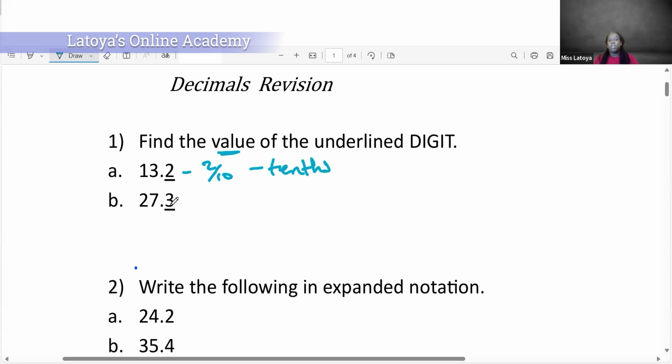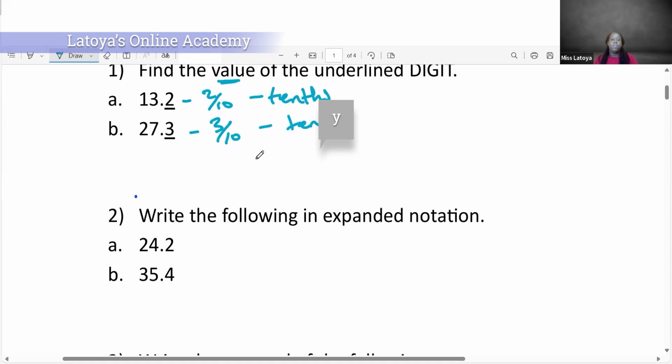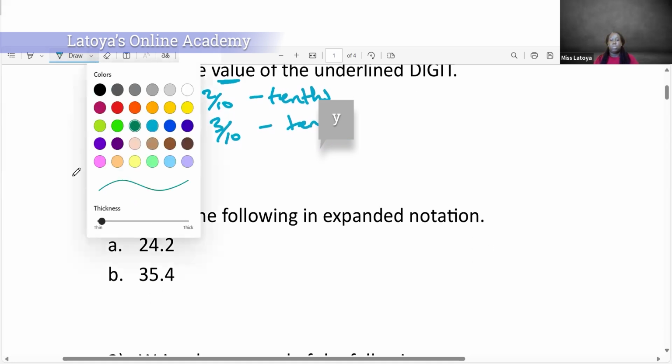Again, what's the value in B? This is 27.3, or 27 and 3 tenths. The value is 3 tenths. If they asked for the place value, again, it would have been tenths, but they never asked for the place value.